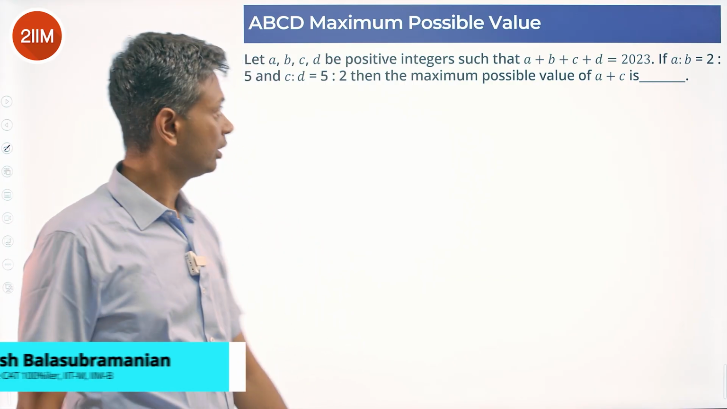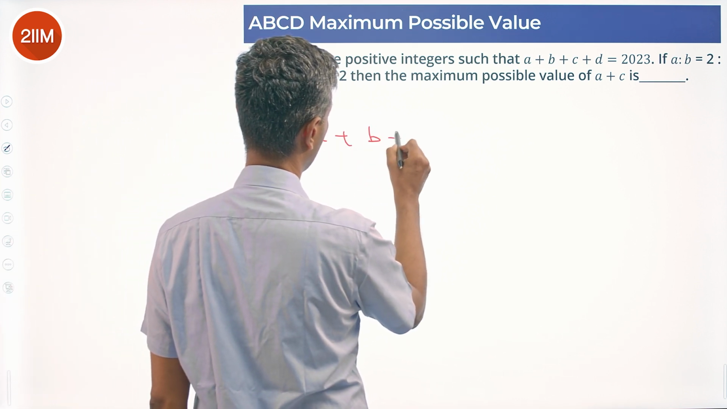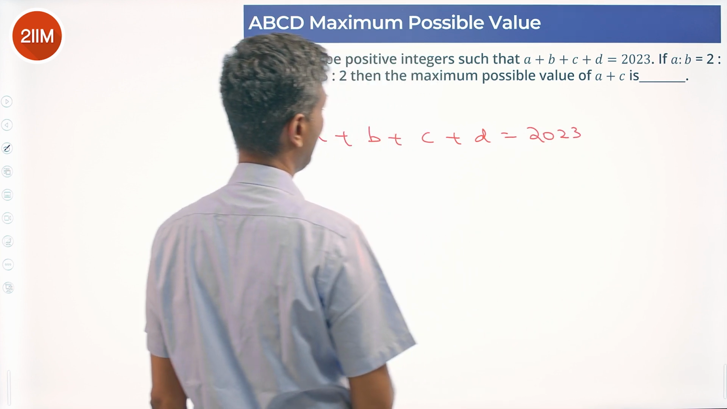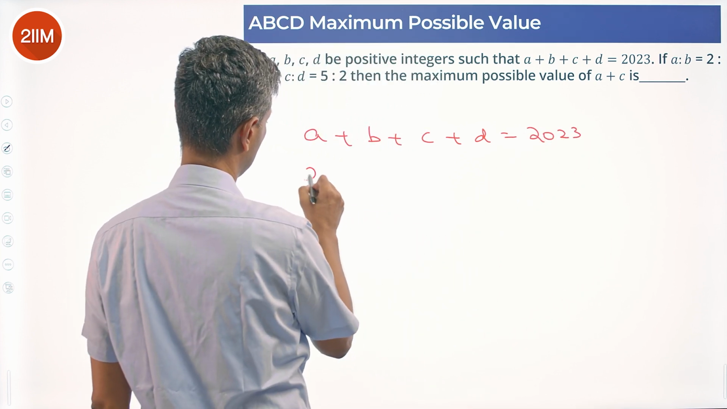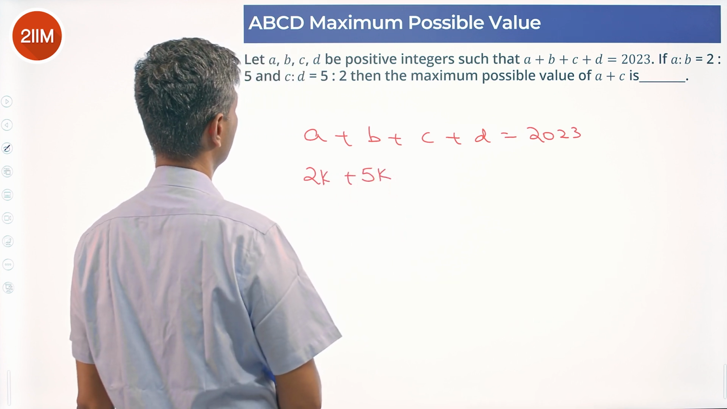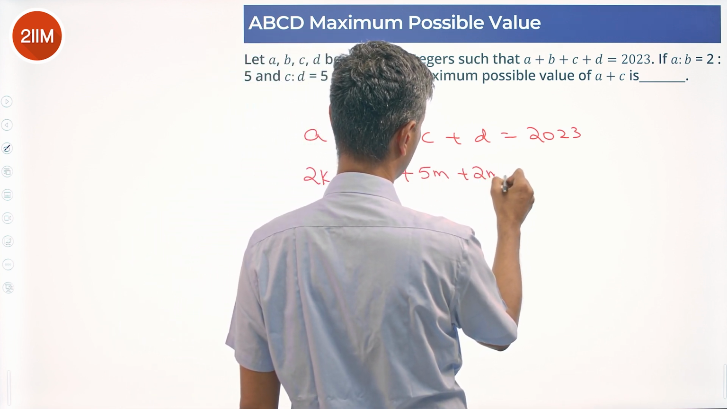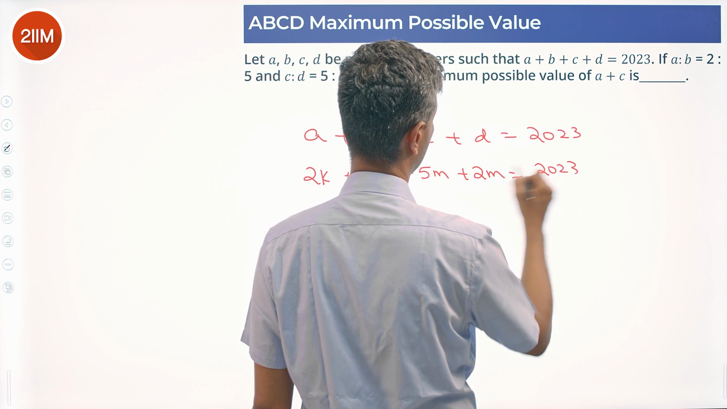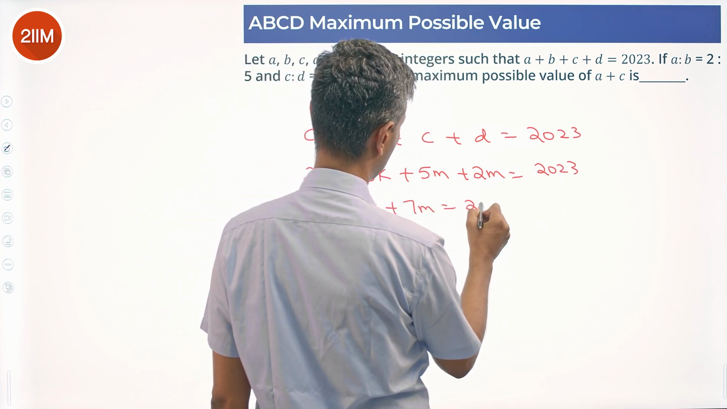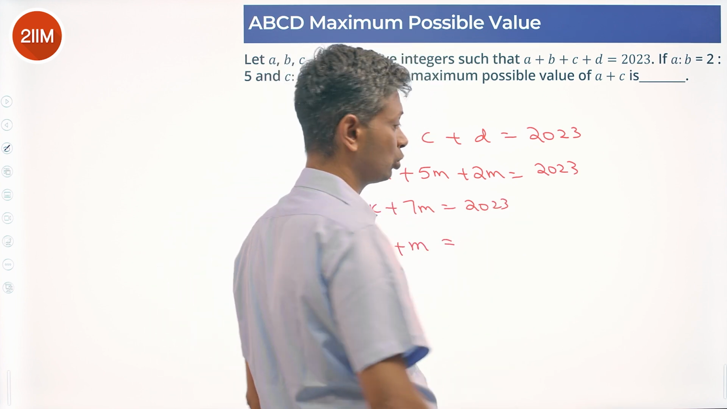Brilliant. Let's go to this question. A, B, C, D are positive integers such that A plus B plus C plus D is 2023. A is to B is 2 is to 5, so 2K plus 5K. C is to D is 5 is to 2, so 5M plus 2M is 2023. Or 7K plus 7M is 2023. K plus M is 2023 by 7.